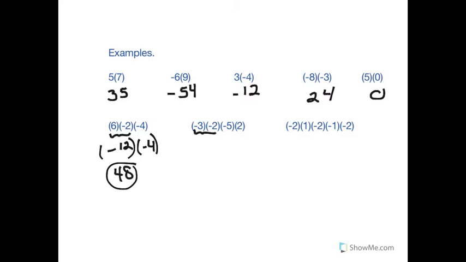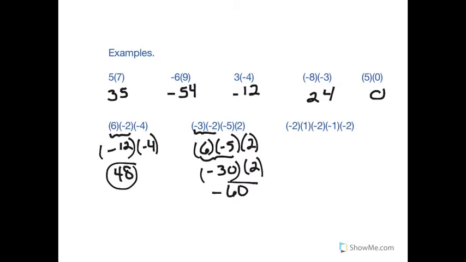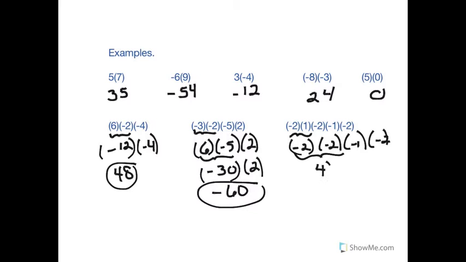Negative 3 times negative 2 is a positive 6. Copy down, but you're not ready to use. 6 times negative 5 is negative 30, which is negative 60. Here we've got negative 2 times 1 is negative 2. Two at a time. We have 4. Negative 4, and that's going to be a positive 8.